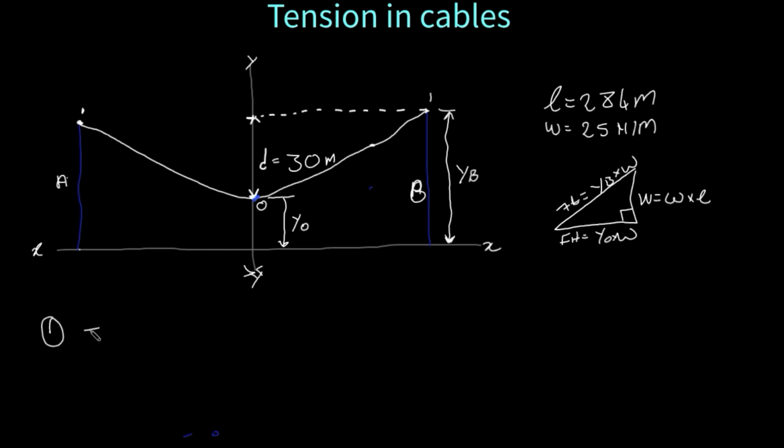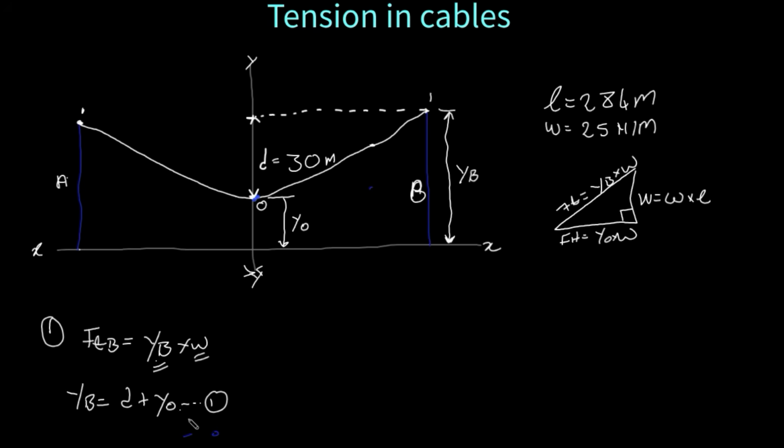We know FTB is equal to YB times w. We have this, but we do not have this. And we know that YB is equal to the sag plus YO. We have the sag, but we do not have YO. Therefore, let's say this is equation number 1.